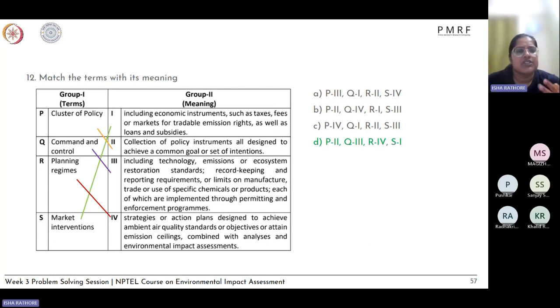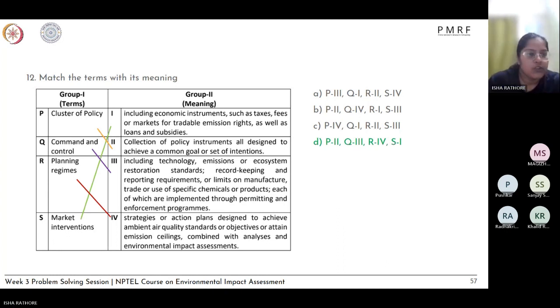And then market interventions basically include your economic instruments such as taxes, fees, or markets for tradable emissions rights, as well as loans and subsidies. So S matches with 1. So the correct answer is D, where P matches with 2, Q matches with 3, R matches with 4, and S matches with 1. So these are policy terms and their policy instruments and their meanings and examples in terms of an air pollution control sort of example.